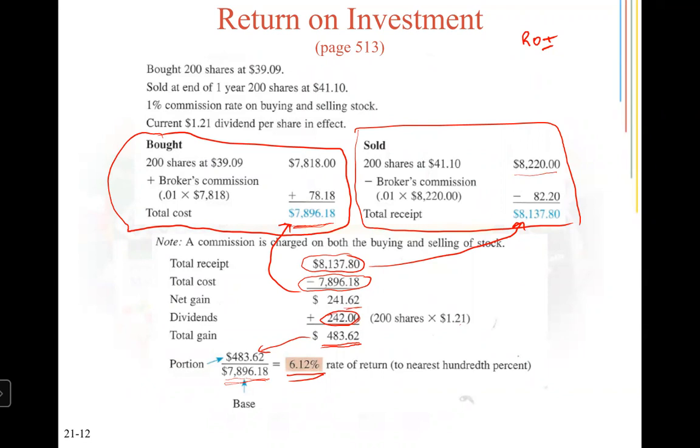You work out how much you bought it for, add your commission, work out how much you're going to get when you sell it, subtract your commission, find the difference between those two values to see how much your net gain is. If you get any dividends, you work out your dividends, add it to your net gain, and that will tell you what your total gain is. And then you find that as a percentage of what you actually paid for the shares. Any questions on that?